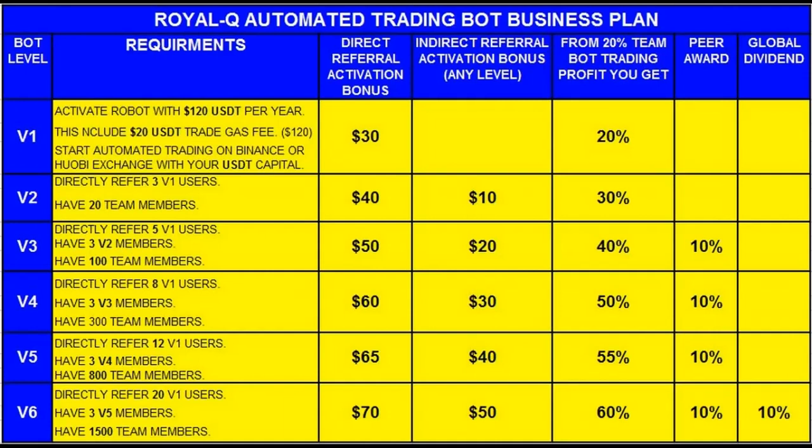Now, for you to be a V3 leader, any person you activate directly, you get $50. People that come in indirectly in your team, you get $20. From the team trading up to your level 3, you're getting 40% of the company's fee. Then you now earn a new reward called peer reward. Peer reward is any of the leaders under you that have gotten to the same rank that you're on. Whatever they are earning from their team trading commissions, you get 10% of it. All right.